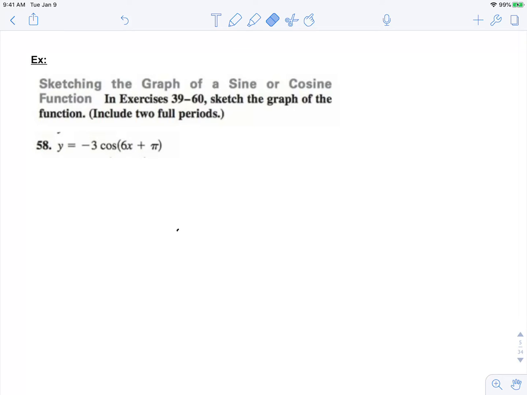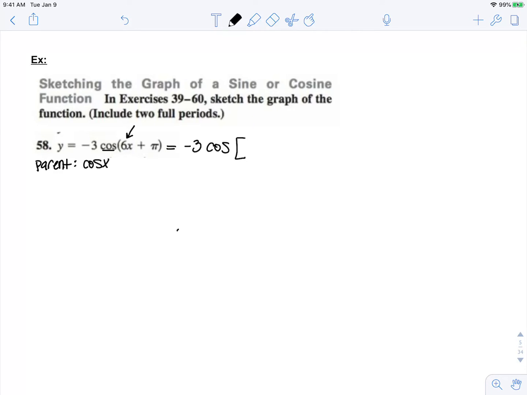All right, let's get into a more elaborate example. Here in number 58, I see that my parent function is cosine x. So my period will have the same shape as the basic cosine curve. Another thing you want to keep in mind is just like last unit, if you have a coefficient in front of your x, you need to factor it out like a GCF and look at it as its own separate transformation. So this is -3 cosine.